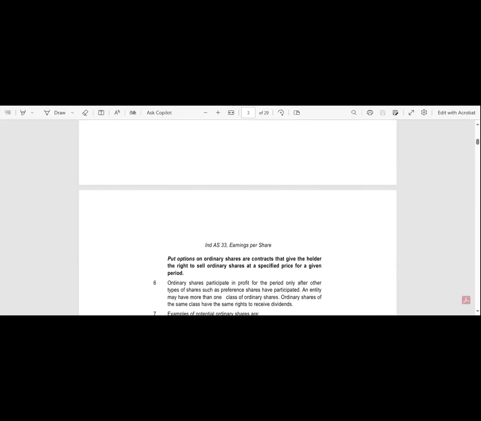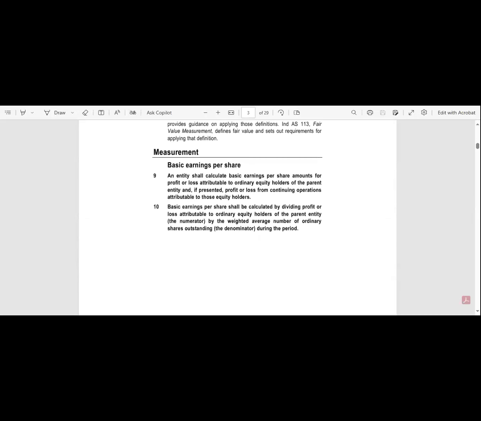Here the definition is given: options, warrants and their equivalents are financial instruments that give the holder the right to purchase ordinary shares. Those investors who possess the options, warrants, or the equity related bonds, that financial instrument gives them a right. They can convert, because they are convertible financial instruments, into ordinary equity shares after the maturity date. So here some of the definitions are given to us.